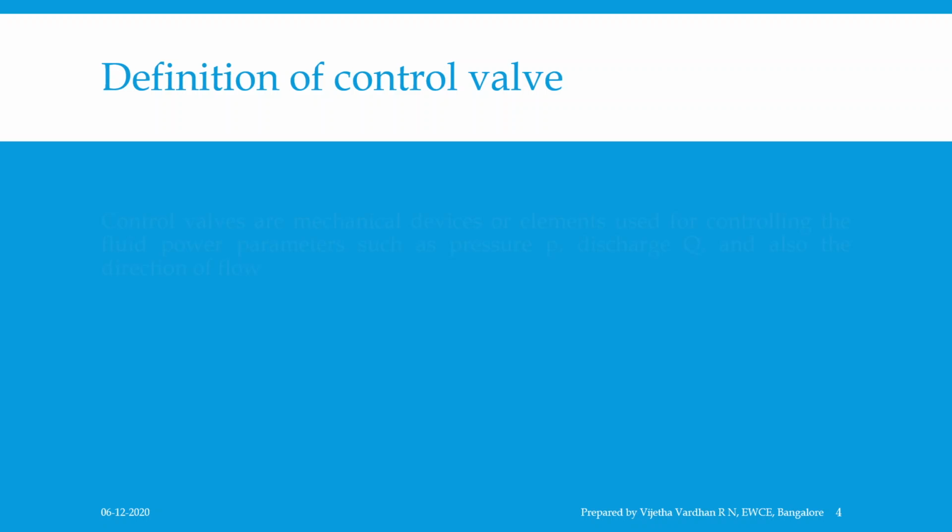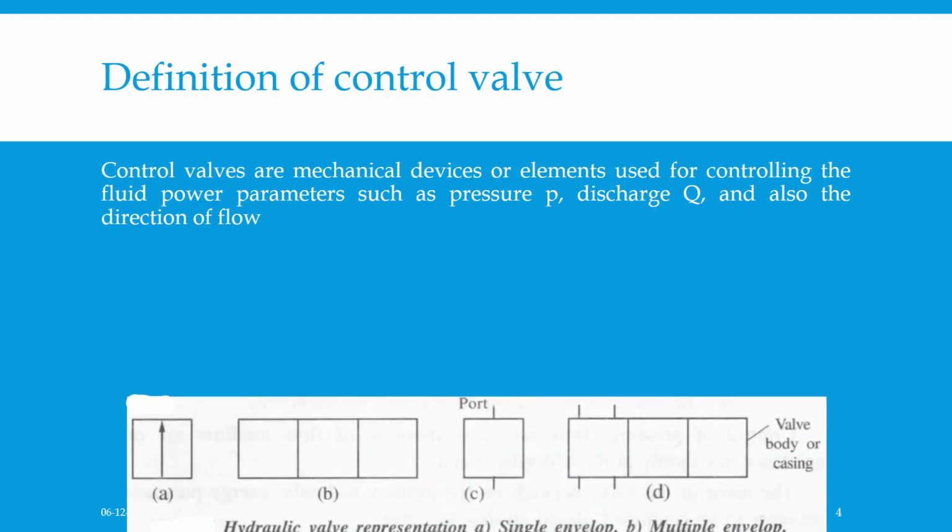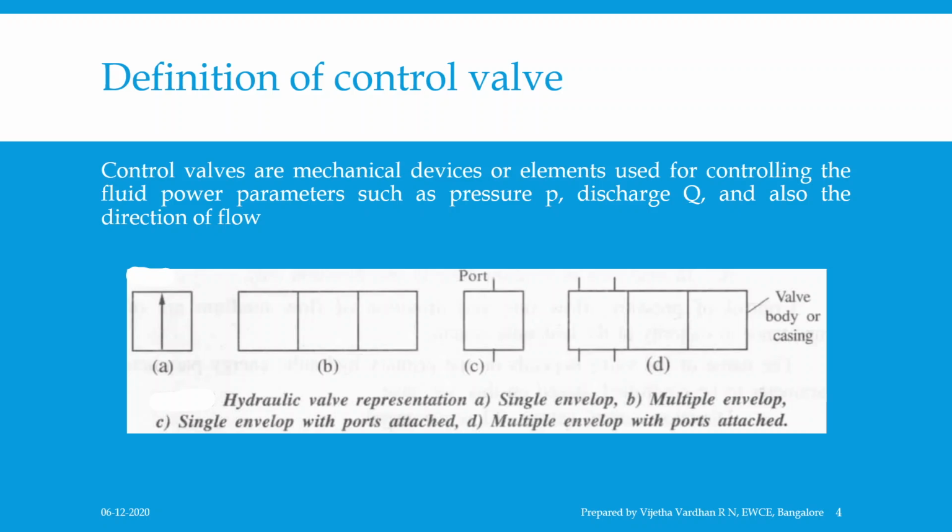Now, what is called a control valve? Control valves are mechanical devices or elements used for controlling the fluid power parameters such as pressure P, discharge Q, and also the direction of flow. Control valves of various types find their presence in almost all hydraulic systems and are similar to electrical switches in electrical circuits.